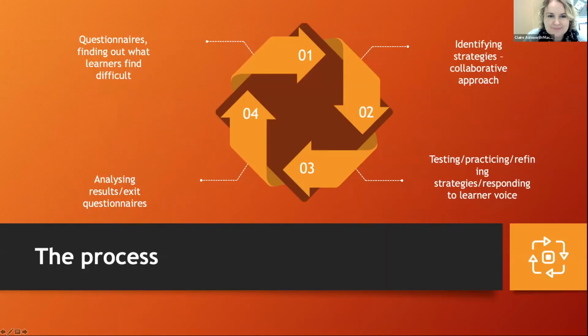Next slide, please. So that's just basically the process that we used. And there's been a little bit of corruption on the slide there. Sorry, we've got a bit of a problem there on that step 3. But I think if you have a read of that, you can see the sort of things that we did during our action research. Lots of questionnaires to the learners, a real collaborative approach there with the learners, lots of testing, practicing, refining strategies, responding to their voice, analysis, more questionnaires. So that was the kind of process that we went through with the learners.